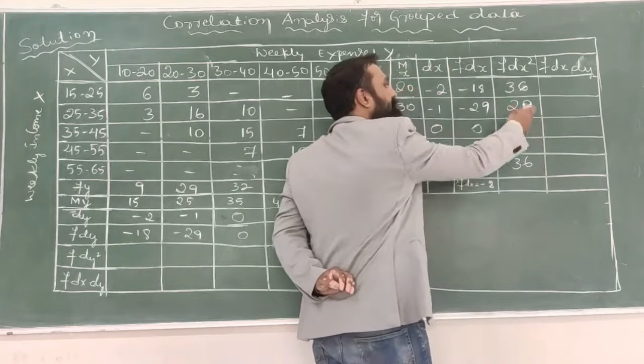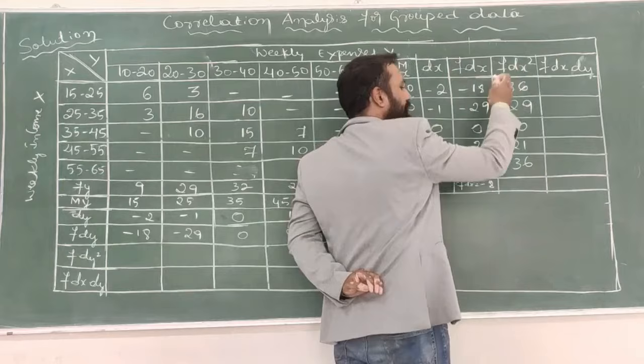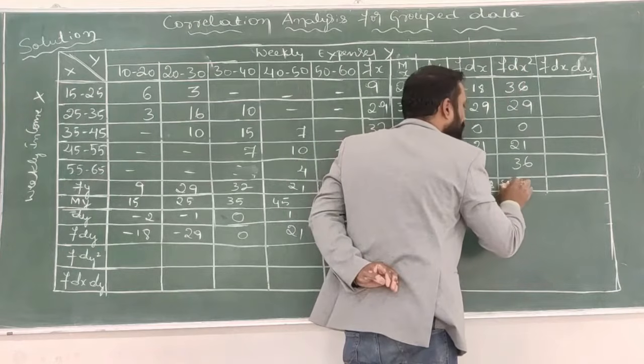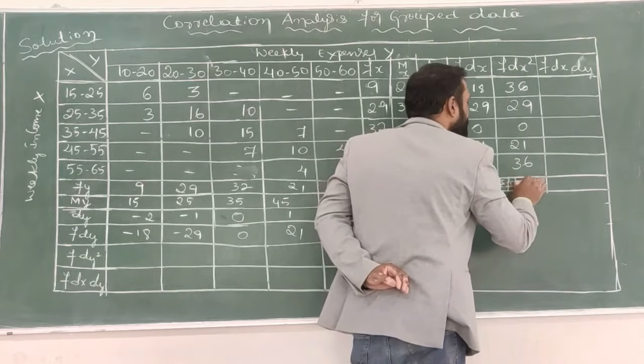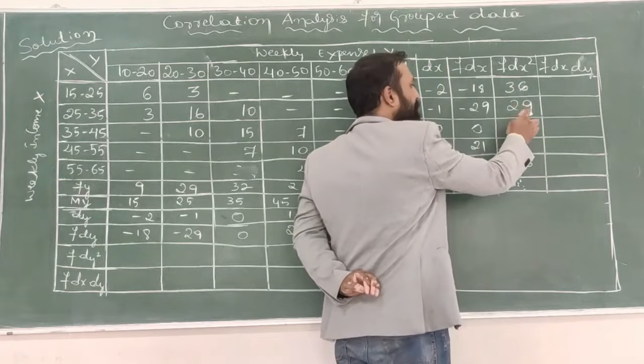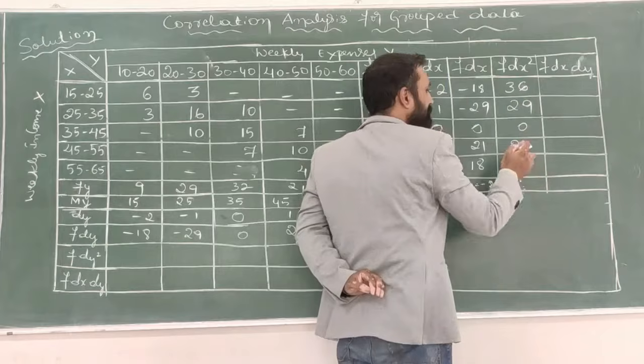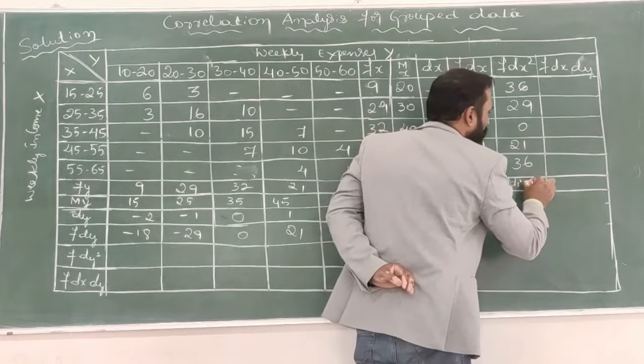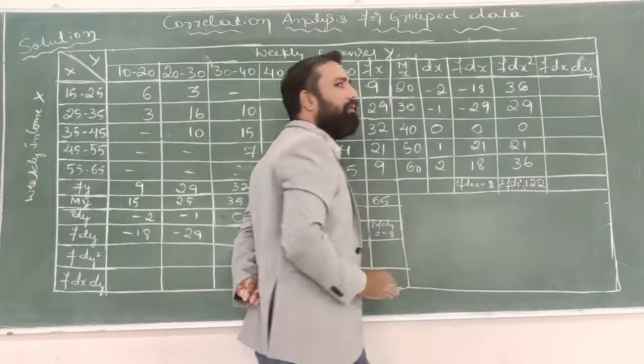If we sum all these f into dx square, we will get summation f dx square. Its value is 36 plus 29 plus 21 plus 36. Its value is 122.